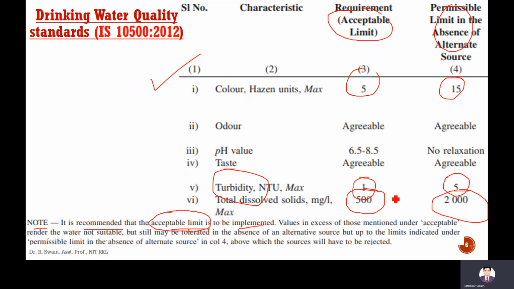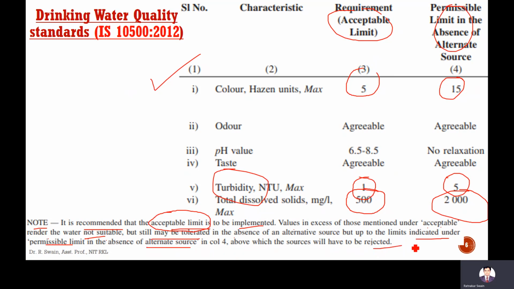Okay, it means the values more than 1 for turbidity and more than 500 for TDS are not acceptable, not suitable for drinking, but still may be tolerated in the absence of an alternative source, up to the limits indicated under the permissible limit in the absence of an alternate source. Okay, so above that, in column 4, the sources will have to be rejected.